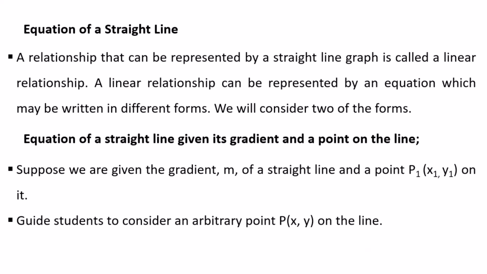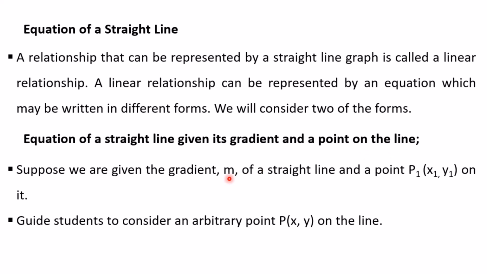Now we come to the equation of a straight line. The relationship that can be represented by a straight line graph is called a linear graph or a linear relationship. The linear relationship can be represented by an equation, which may be written in different forms. So we consider two of these forms. First, the equation of a straight line given its gradient and a point on the line. So this is one of the forms to find the equation of a straight line.